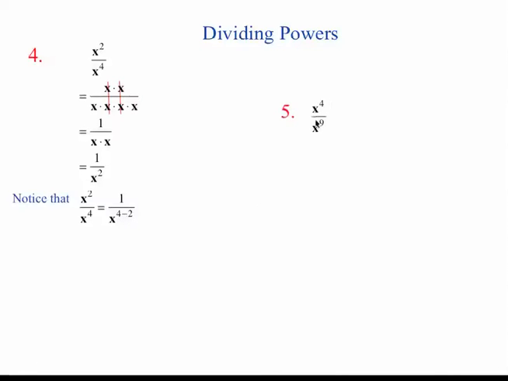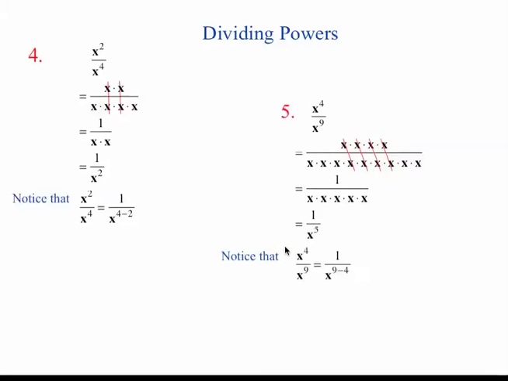Here's another example. x to the 4 divided by x to the 9. Okay, once again, that's 4 x's on the top, multiplying each other, divided by 9 x's on the bottom, multiplying each other, and then I'm going to just cancel like this. So x divided by x is 1, so I'm going to end up with 4 1s multiplying each other, which is going to leave us with a 1 on the top, and we end up with 5 x's on the bottom. Okay, so we end up with 1 over x to the power of 5.